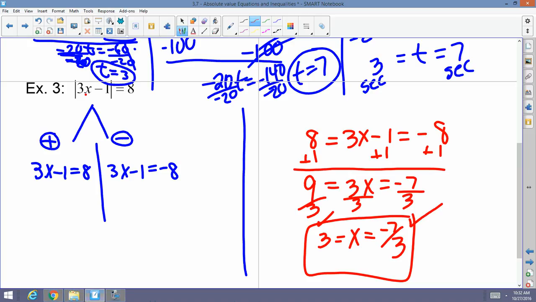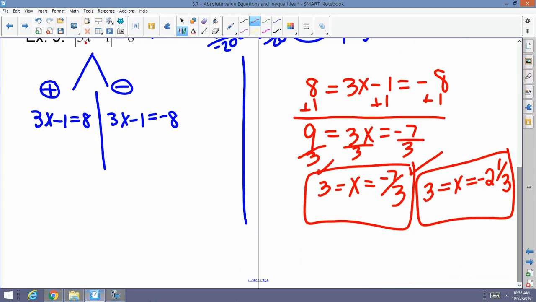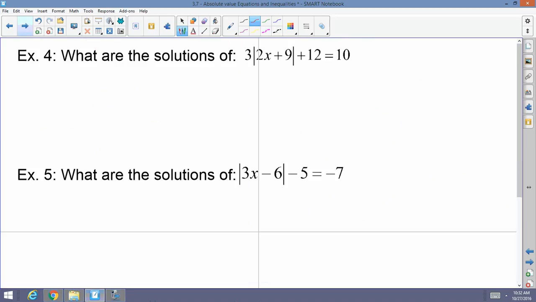Yes, sir, my brother. Okay, you could have written this as x equals 3 and x equals negative 2 1/3, 100%, sir. Absolutely. 100%. Does that make sense? Okay. Let us continue.